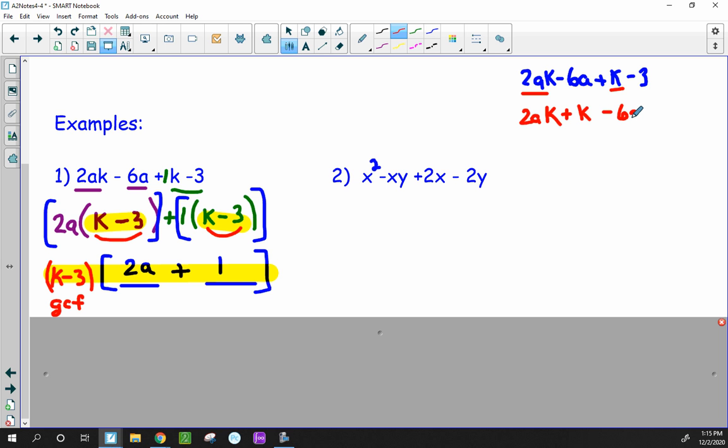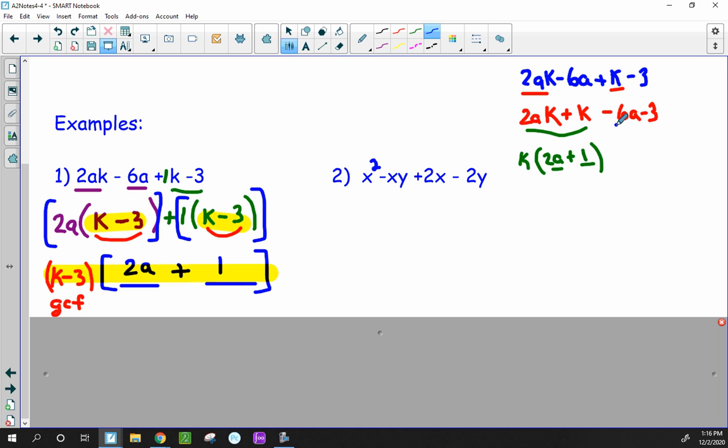Then I'm going to bring down my negative 6a and my negative 3. Let's focus on these two. GCF for 2ak and k is just going to be 1k. K times 2a is 2ak. Got my plus sign down. And k times something is k, and that's just going to be a 1. And you do have to put the 1 there. You can't leave it out, because if you did leave that out, then by distributive property, you wouldn't be able to get the same piece back.